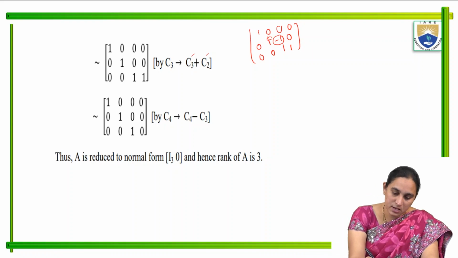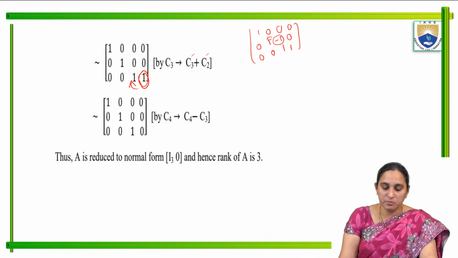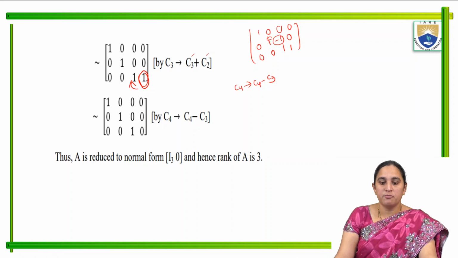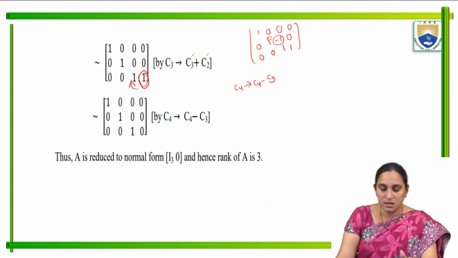Okay. This I'll make as 0 with respect to what? C3. That means what about the row operation? C4 tends to C4 minus C3. C4 tends to C4 minus C3. For that, 1, 0, 0. No changes in C1, C2 and C3.